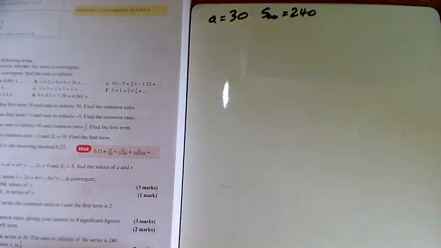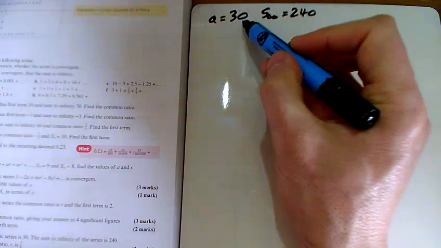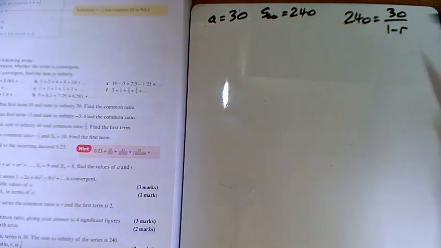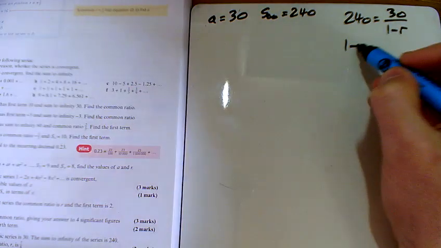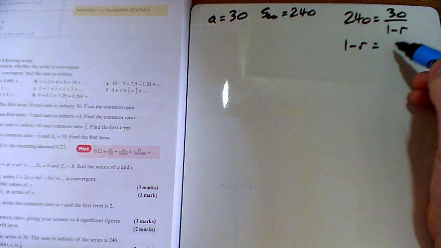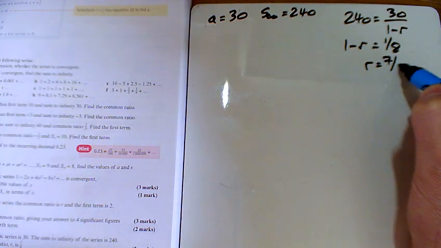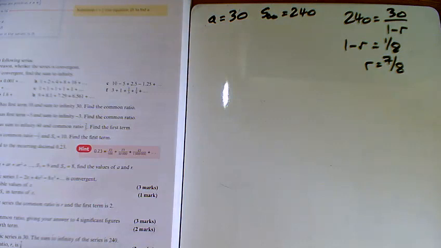Question 10, a nice exam question looking at lots of different bits here. We start being told the first term is 30 and the sum to infinity is 240. So we've done this a few times already, haven't we? Whack that into the formula. So 1 minus r is 30 over 240, which is 1/8. And so r is equal to 7/8.